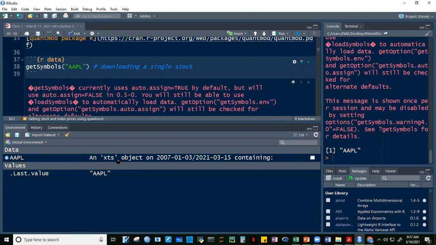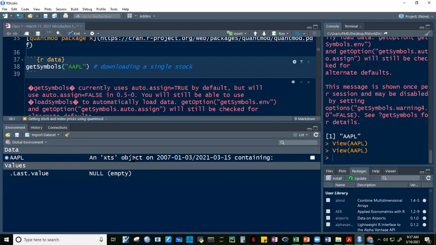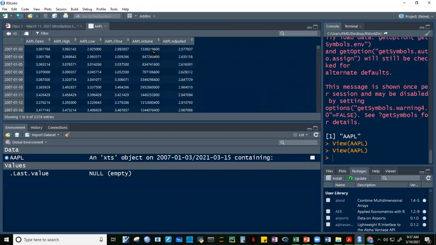Notice that this is an XTS object, extensible time series. Okay, we'll explain more what an extensible time series is. This is different from a data frame. Pag mga time series yung data, mas maganda yung ginagamit yung XTS kasi may extended na functionalities yung XTS object as compared to data frame objects. Okay, so if we click this, so this is what is inside.